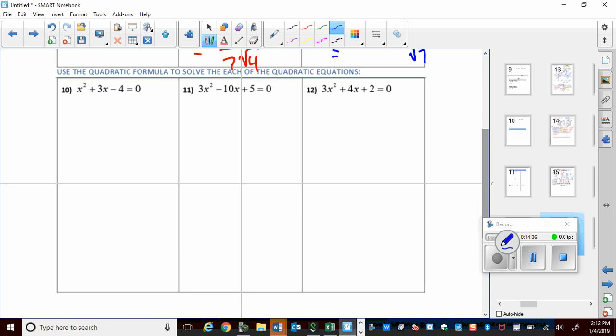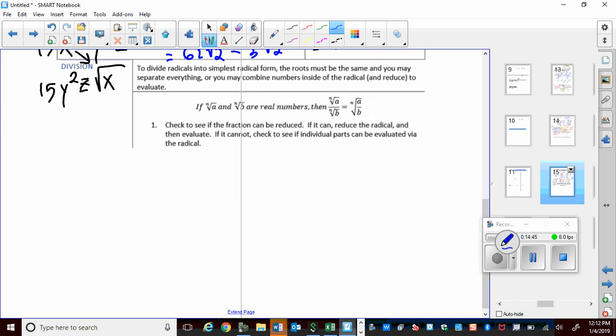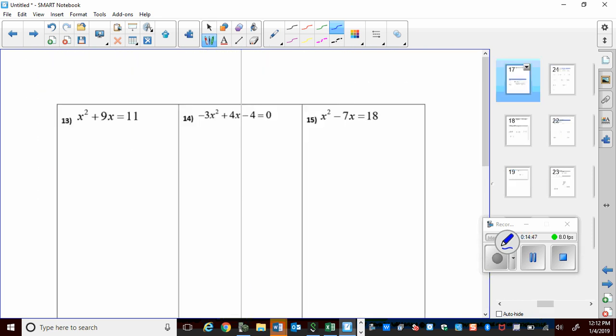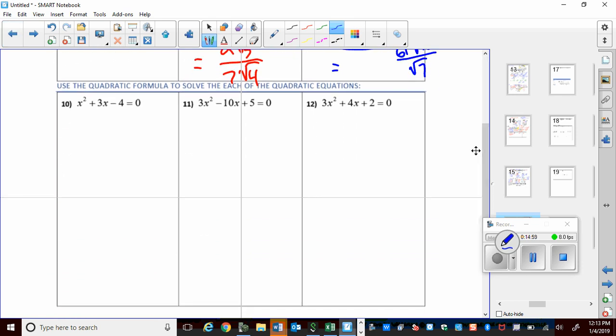Last part, you're going to be using the quadratic formula to solve these problems. Let me go back. So you have 13, 14, 15. And I will do number 10 and I think number 15 with you. So remember the quadratic formula. It's where you have x equals negative b plus or minus the square root of b squared minus 4 times ac and divided by 2a.